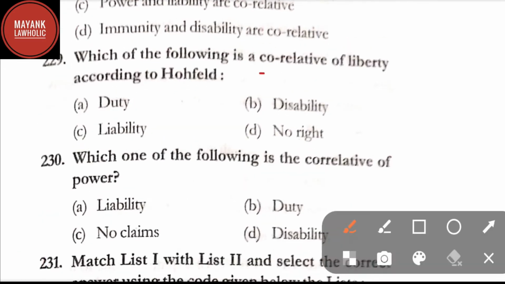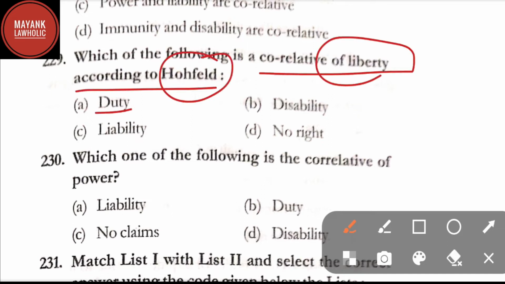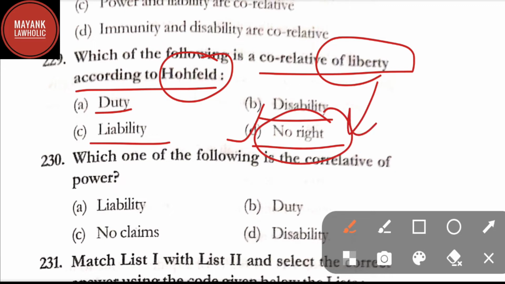Question number 229. Which of the following is a correlative of liberty according to Hohfeld? Option A, duty, option B, disability, option C, liability, and option D, no right. Here in this question, the correct answer is option D, that is no right. The correlative of liberty is no right.